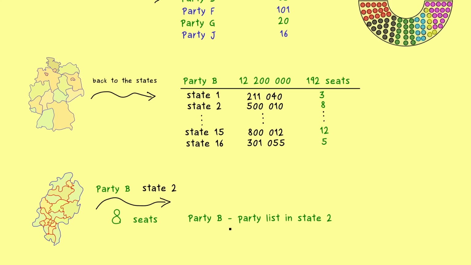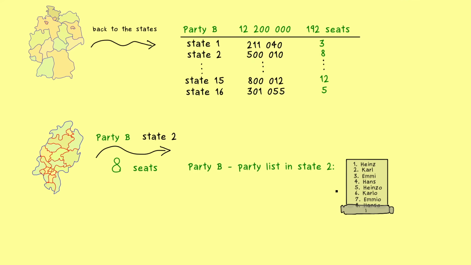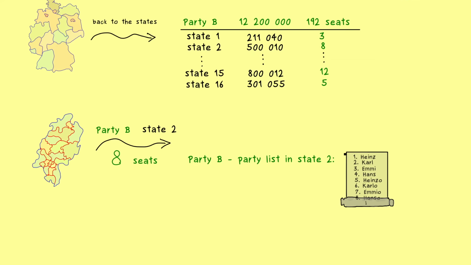And now we remember that this party already had a party list in this state from the beginning. Indeed, there are real people on this list and the list is numbered consecutively. This means we can just go step by step and give the seats to different persons. And we can just go through the list until all the seats are taken.